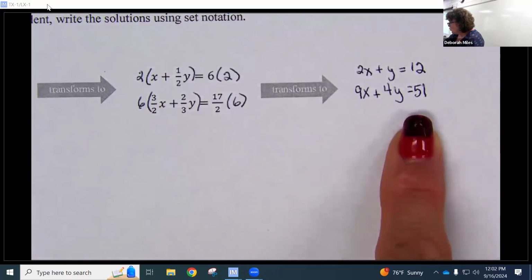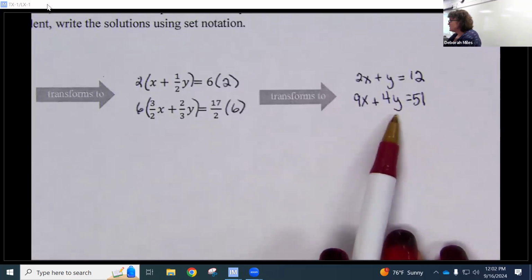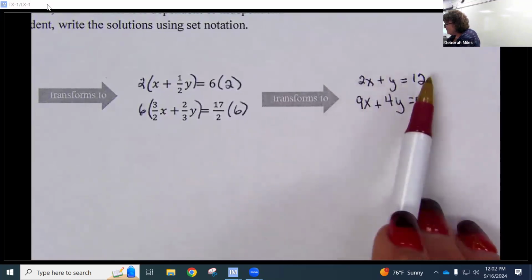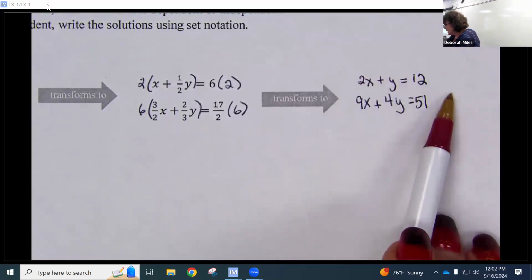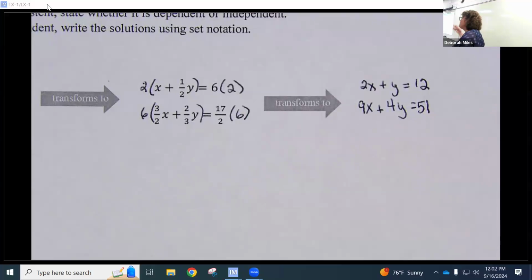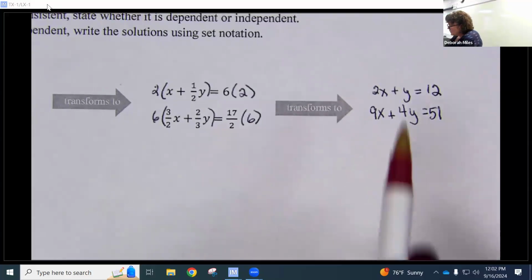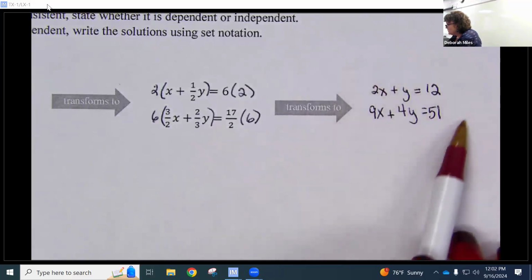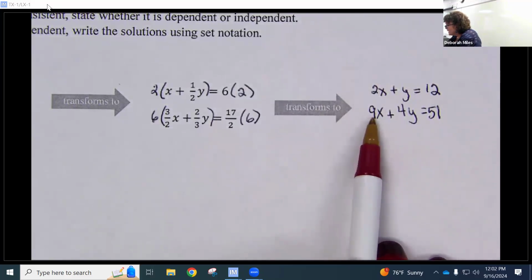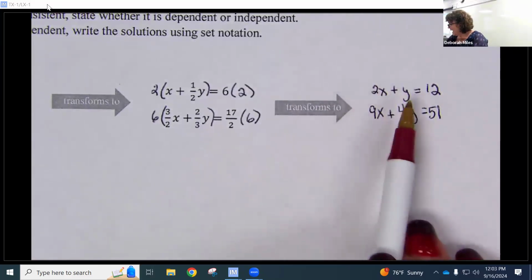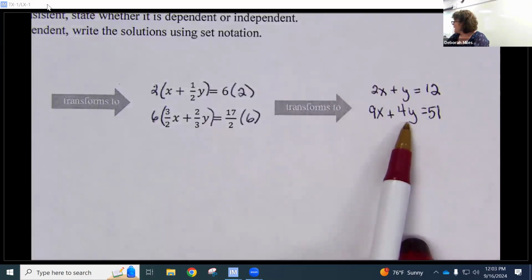All right. Would this system now be pretty easy to solve by substitution? It would. It'd be easy to get this y by itself. I'd have y equals 12 minus 2x. I could plug 12 minus 2x into the other equation. So substitution would be a way to go. But if I want to stick with elimination, what could I do to one of those equations that would cause something to eliminate? Multiply the top equation by -4, I'd have a -4y and a +4y. My y's would eliminate. That's awesome.